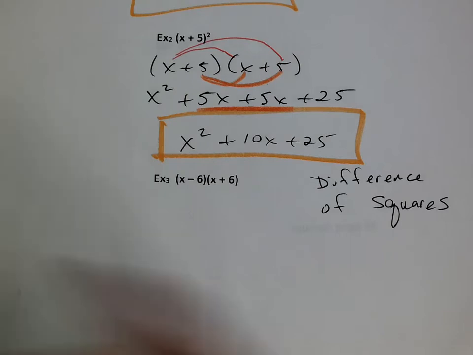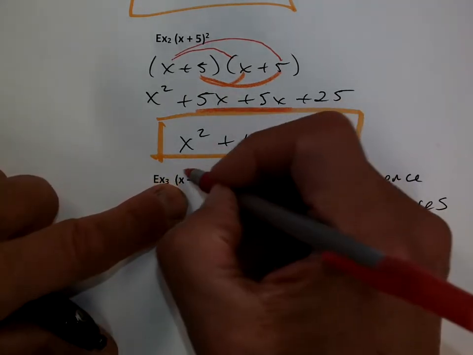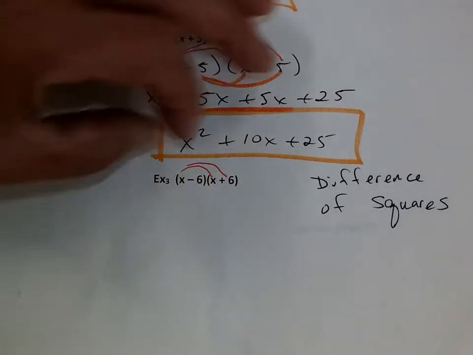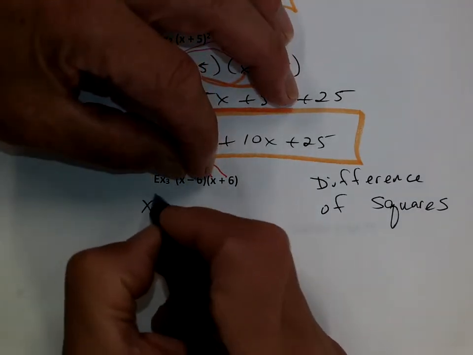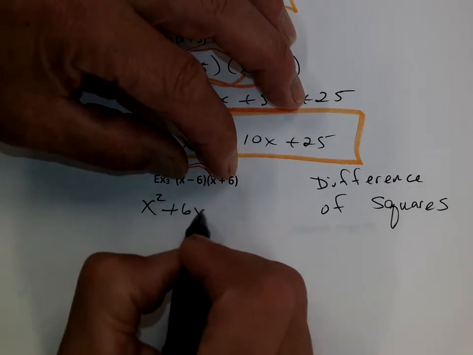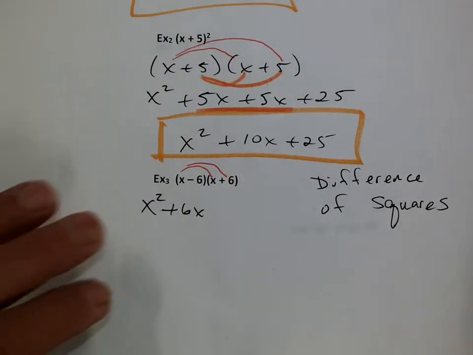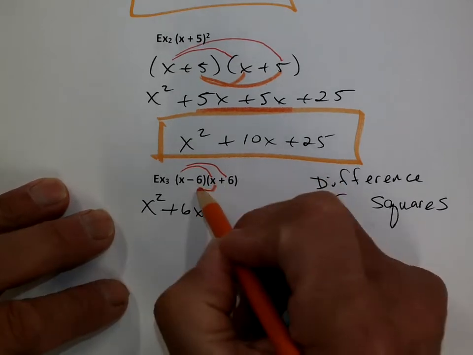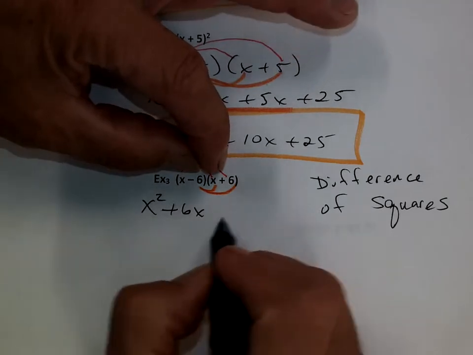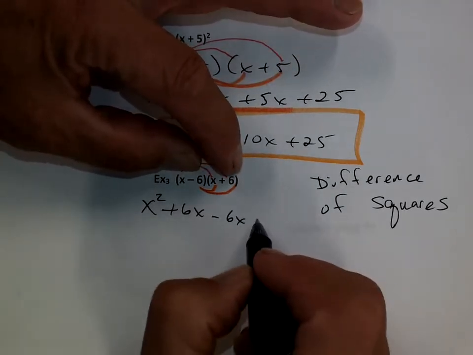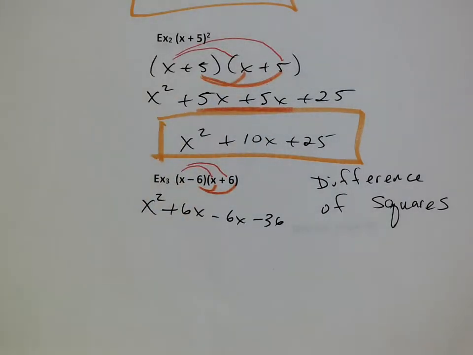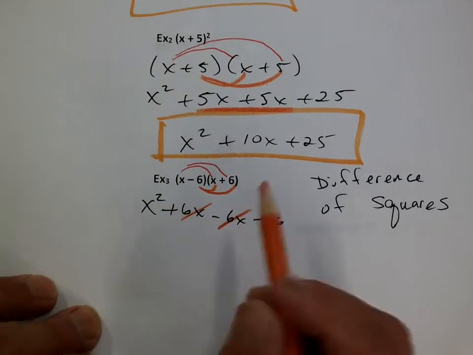So let's do what we've been doing. I'm going to take my x times my x and my 6. So x times x is x squared. x times 6 is a positive 6x. Then I'm going to go negative 6 times x and negative 6 times 6. I will get a negative 6x, and negative 6 times 6 is negative 36. So what makes this one different is the two middle terms cancel each other out.